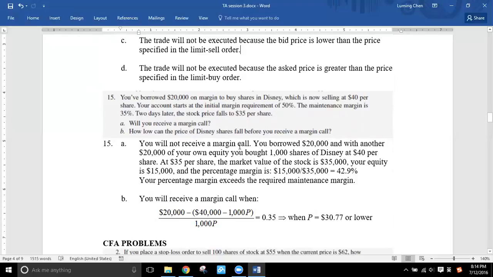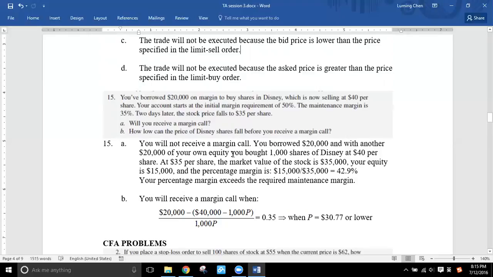You will not receive a margin call because you borrowed $20,000 on margin with another $20,000 of your own equity, because the initial margin percentage is 50%.